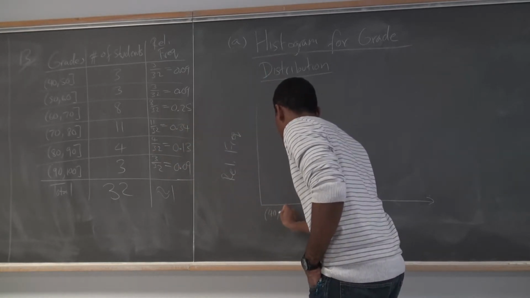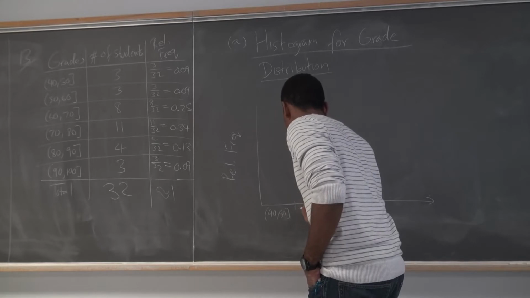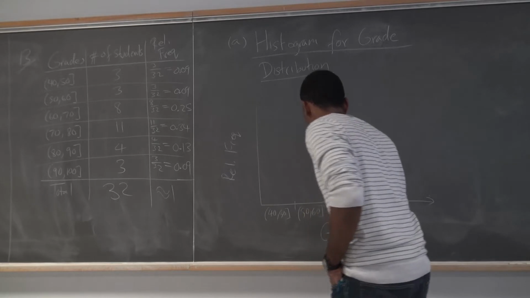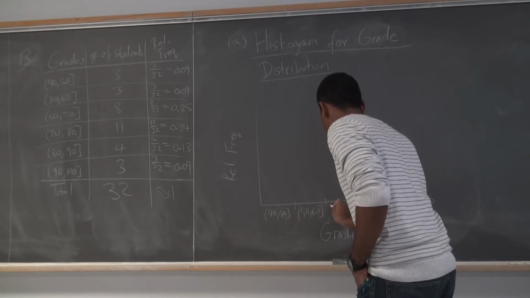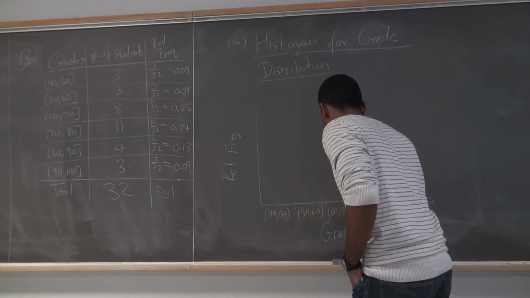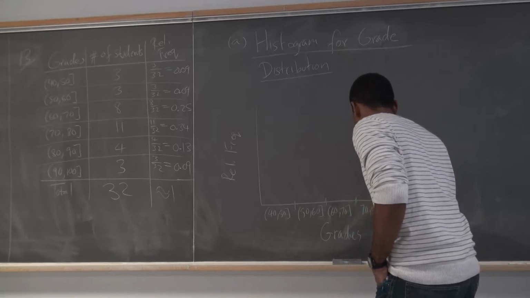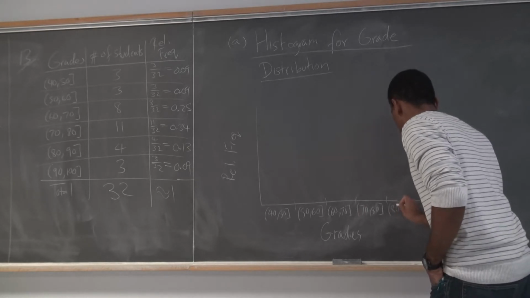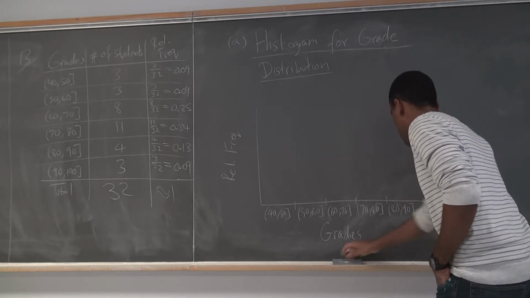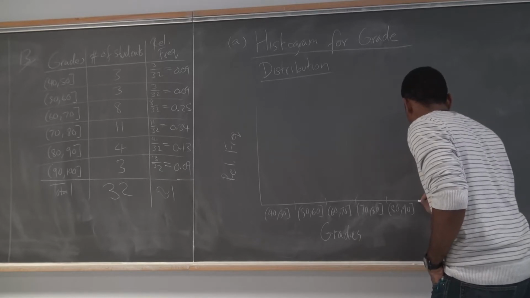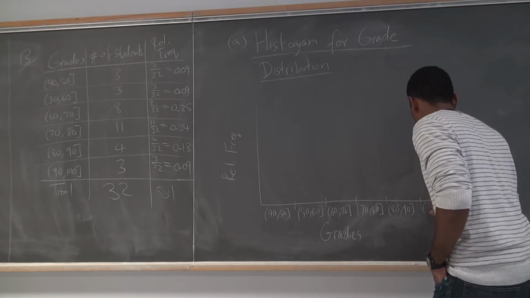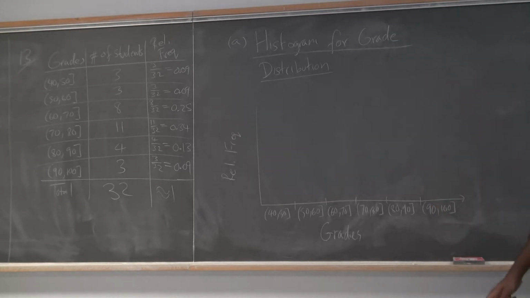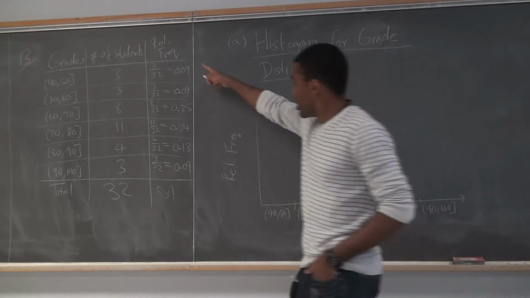So it's 40 to 50. And then we have 50 to 60. Then we have 60 to 70, 70 to 80, 80 to 90, and 90 to 100. And basically we're going to plot all these numbers.